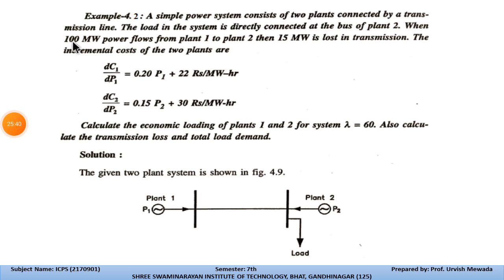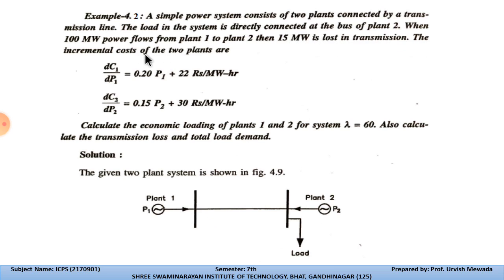So in this example, a simple power system consists of two power plants. Plant 1 is over here, plant 2 is over here, which are connected with the bus, and this is the transmission line, and this is the bus which is delivering power to this load. Now the transmission line and the load in the system are directly connected at the bus of plant 2, so it is indicated over here. When plant 1 transfers 100 megawatt to plant 2, then 15 megawatt is lost in the transmission line.